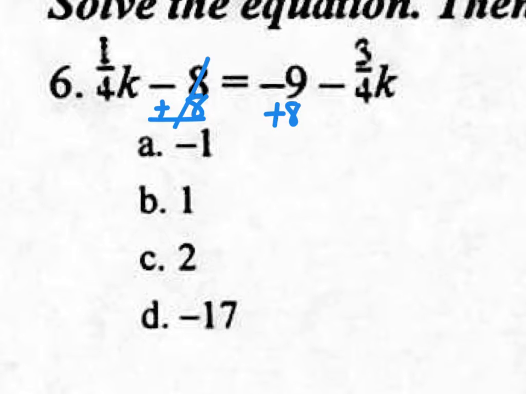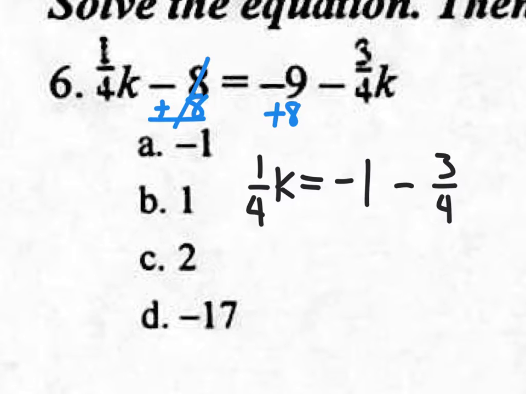Then you could rewrite your equation to be 1/4 k equals -1 minus 3/4 k. I don't know, you'll have less things to multiply by. So if you want, move that 8 over first. You don't have to. You could have started by multiplying everything by 4. I moved it over. Now I'm going to multiply everything by 4.